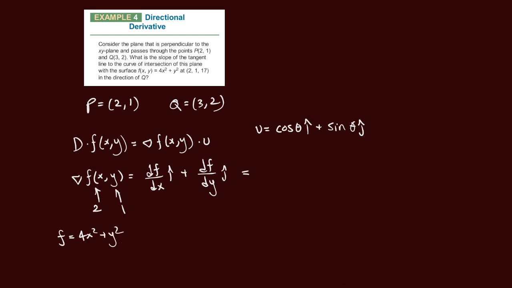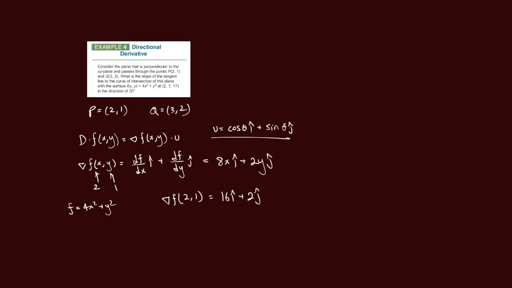Okay, and obviously f is 4x squared plus y squared. So let's solve this one. So it's 8x plus 2y. Okay, and then we plug in our point, so 2 and 1. So it's 16i plus 2j.